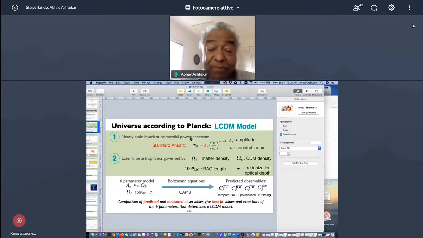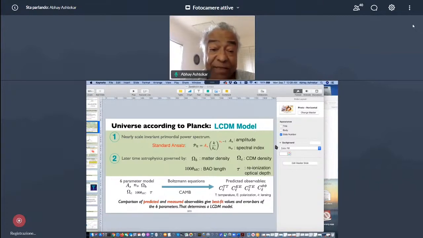But then this primordial spectrum of the perturbations propagates. Between the end of inflation and the surface of last scattering, there are two parameters that govern the physics and the astrophysics: omega baryon and omega cold dark matter, the density of these matter fields. Propagation from the CMB surface to us is again governed by two other parameters. One is 100 times the angle, basically the baryon acoustic oscillation length, which is what it encodes, and then the reionization optical depth tau.